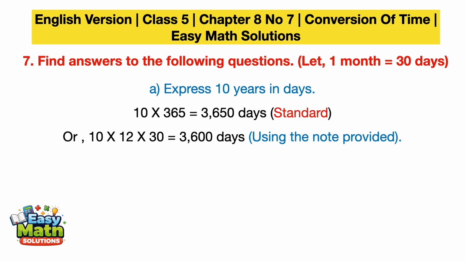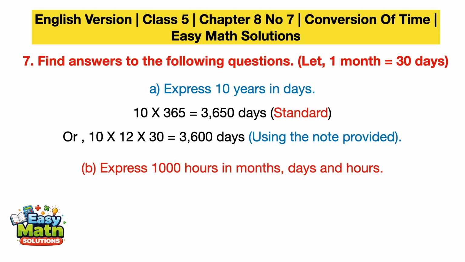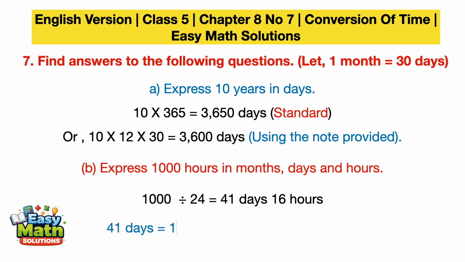3600 days, using this is not proper. And express 1000 hours in months, days and hours. So 1000 divided by 24 hours in a day means 41 days and 16 hours. Then we can convert with 30 days in a month, so 1 month 11 days and 16 hours.